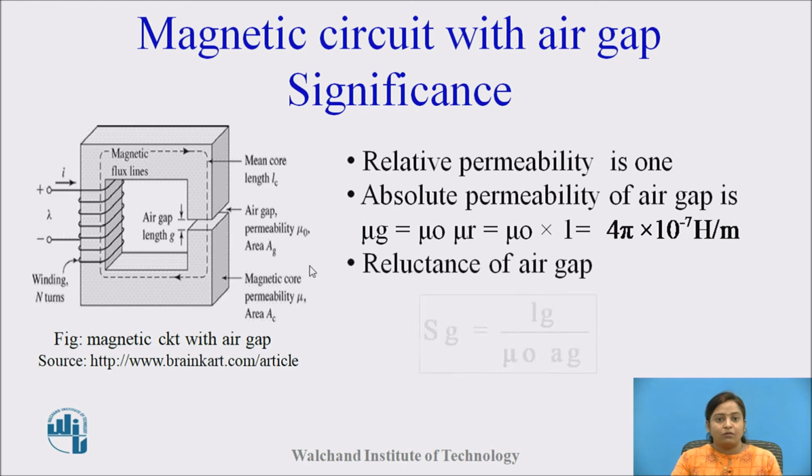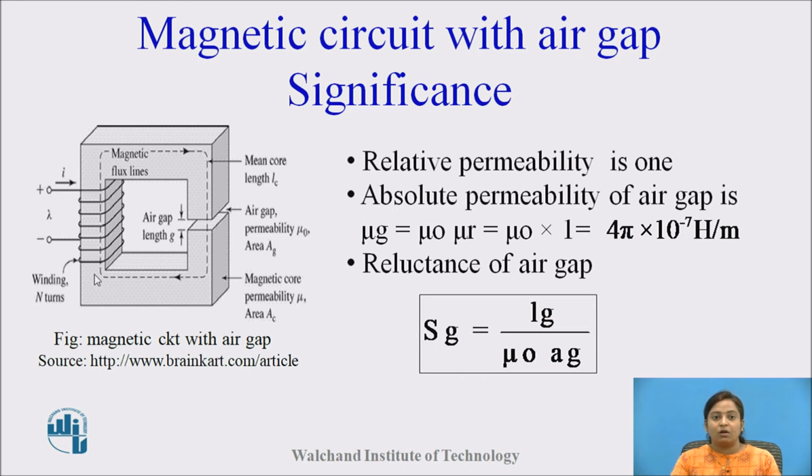Then the reluctance of the air gap can be defined as the length of the air gap Lg by mu 0 into Ag. Here we consider the length of the air gap Lg, its absolute permeability mu 0, and its cross sectional area, denoted by Ag. So the reluctance of this particular air gap can be calculated by Lg by mu 0 into Ag. Okay, so these are the basic significance of the magnetic circuit with air gap.